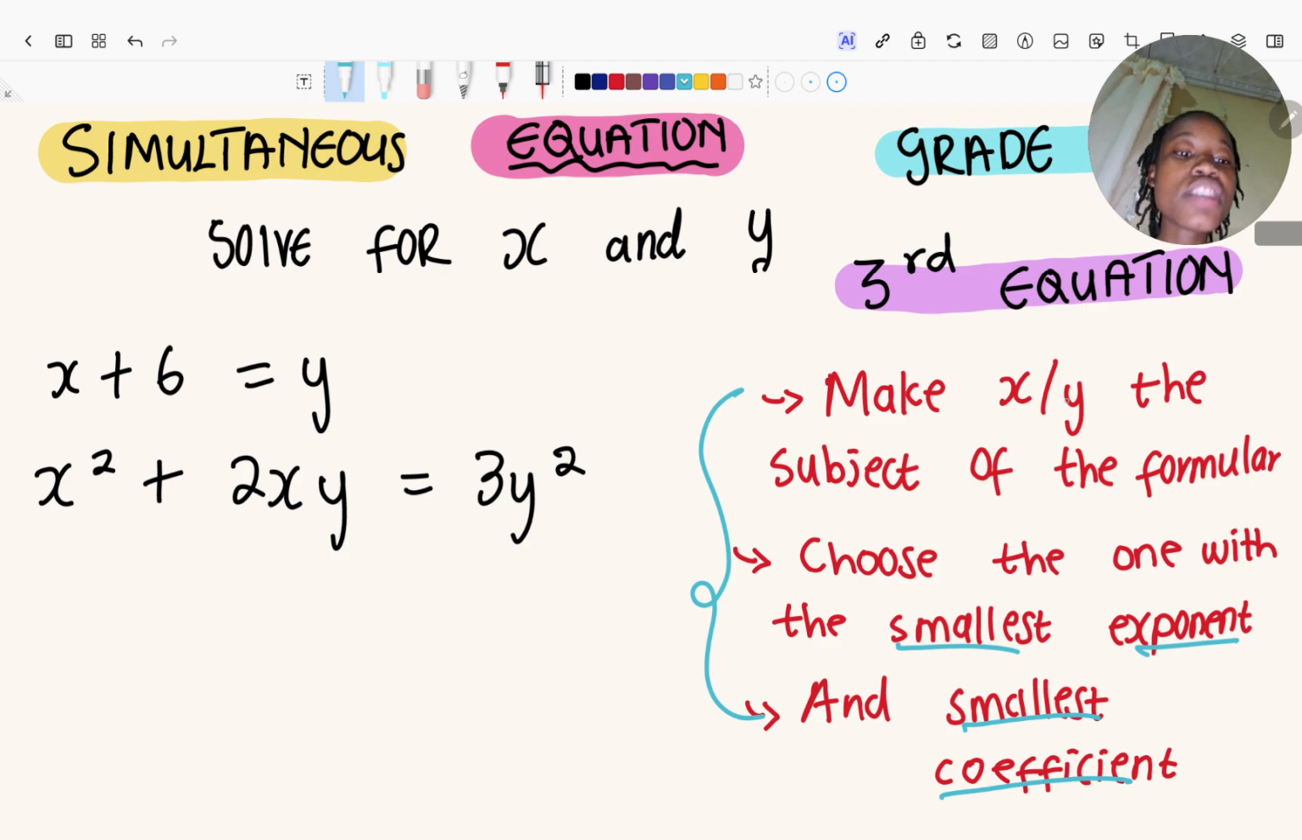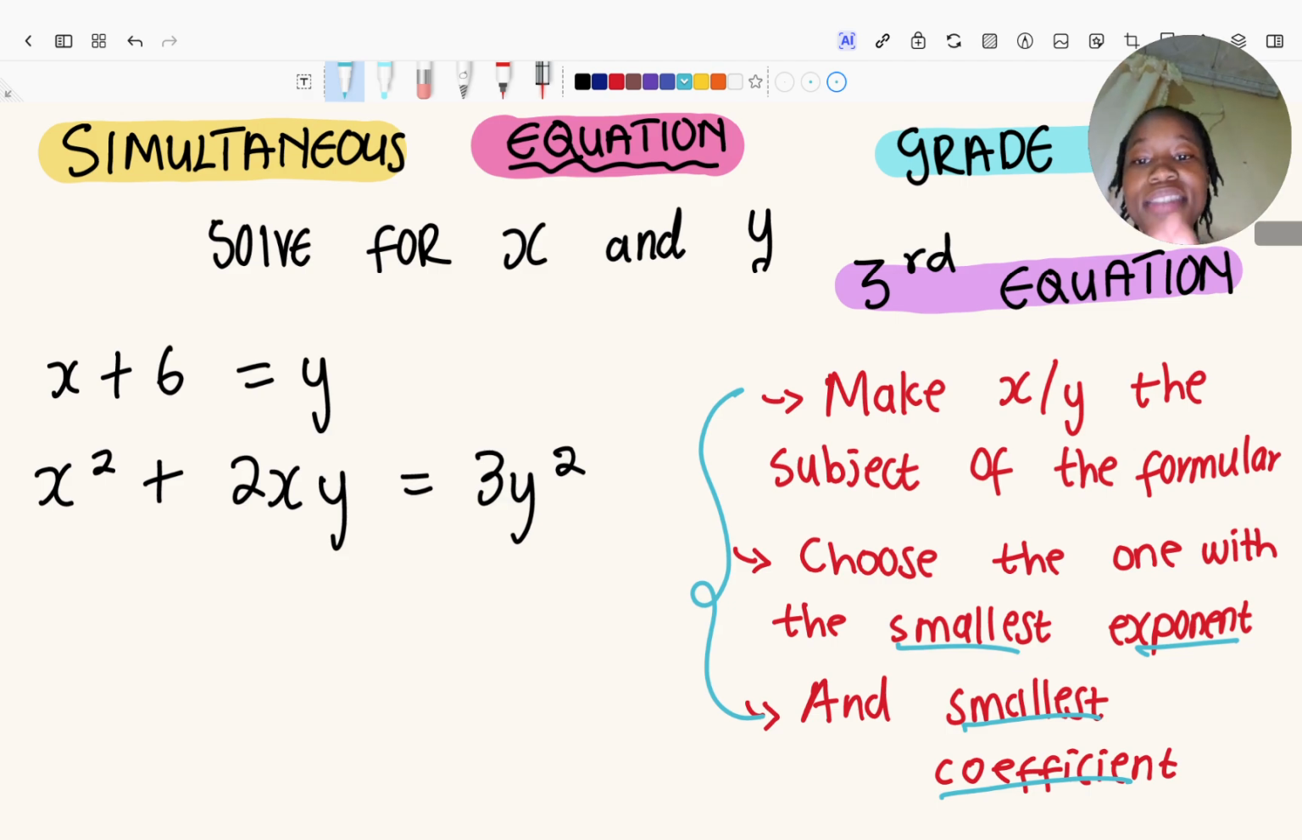These are the steps. You need to make x or y the subject of the formula, but you don't know which x and which y to make the subject of the formula. So that's why I said you need to choose the one with the smallest exponent and the one with the smallest coefficient. A coefficient is a number before a variable, an x or y. Make sure that you master these two steps, guys. Sometimes you might be given the third equation and there's no need for you to find it, but in most cases you need to firstly find the third equation. So that's why I wrote these steps.